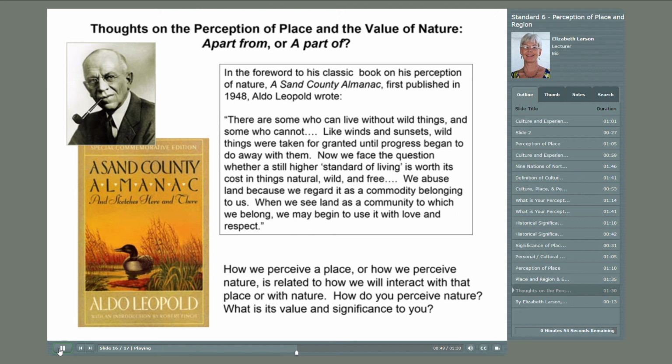When we see land as a community to which we belong, we may begin to use it with love and respect." How we perceive a place, then, or how we perceive nature, is directly related to how we will interact with that place or with nature. How do you perceive nature? What is its value and significance to you? Is it a commodity belonging to us? Or is it part of the community in which we live and dwell together as human beings? Do we feel apart from it, or do we feel a part of nature?